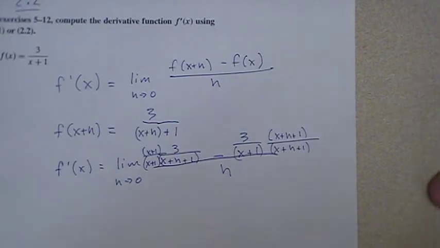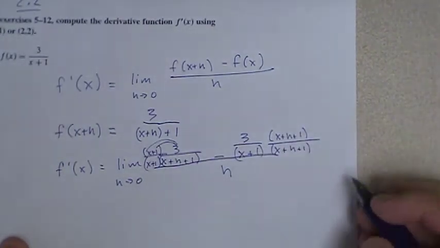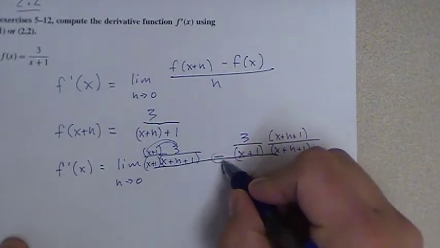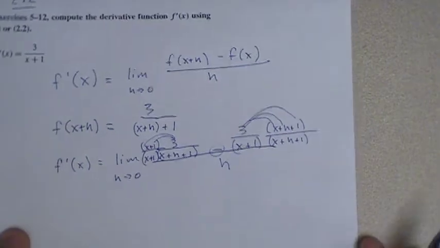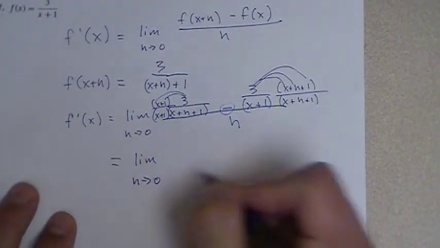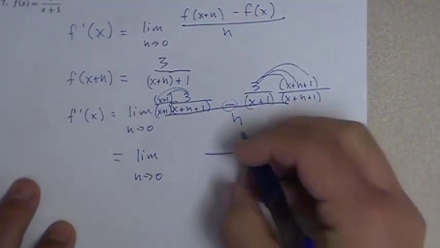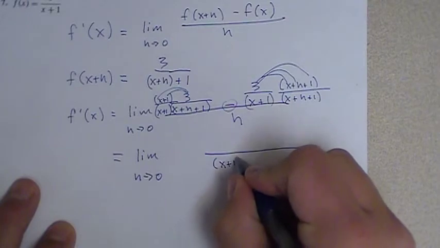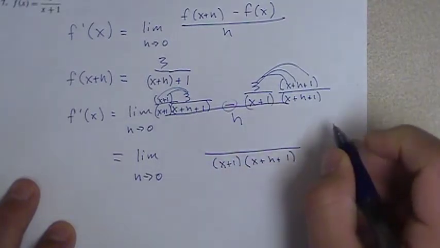Now in the numerator, what I can do is distribute the 3 into the two pieces here, and the sign of this 3 is technically negative, so I'm going to distribute a negative 3 into this. So my next line, I'm going to have a single fraction within this numerator. Common denominator is going to be x plus 1 times x plus h plus 1.